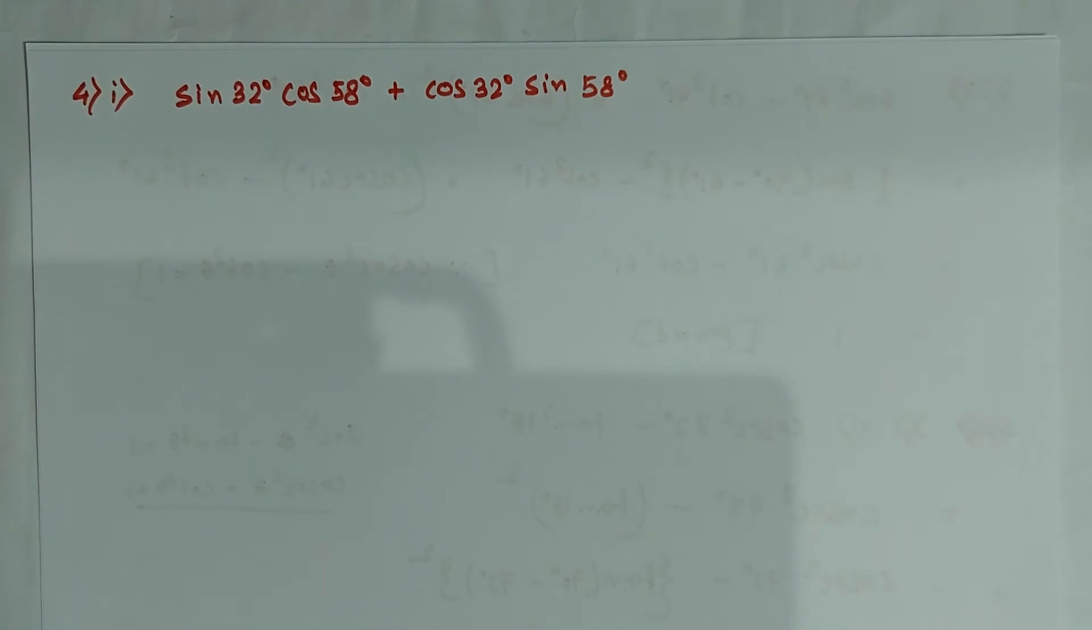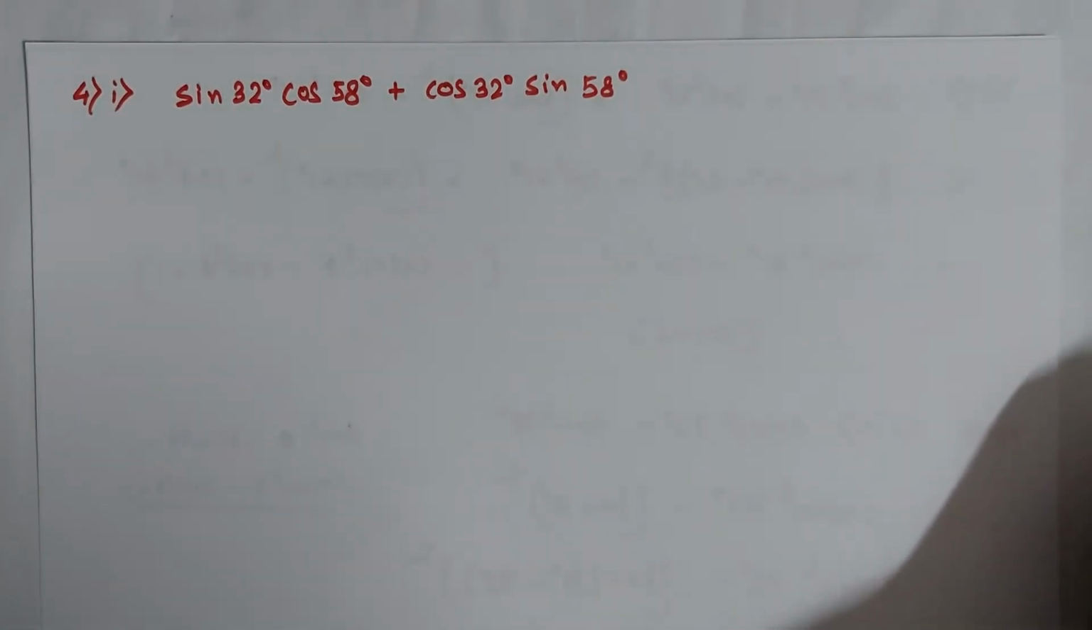Cos 32 degree cos 58 degree plus cos 32 degree sine 58 degree. Okay, here for this, how are we going to solve this? Here we will first convert either of the two into the other.